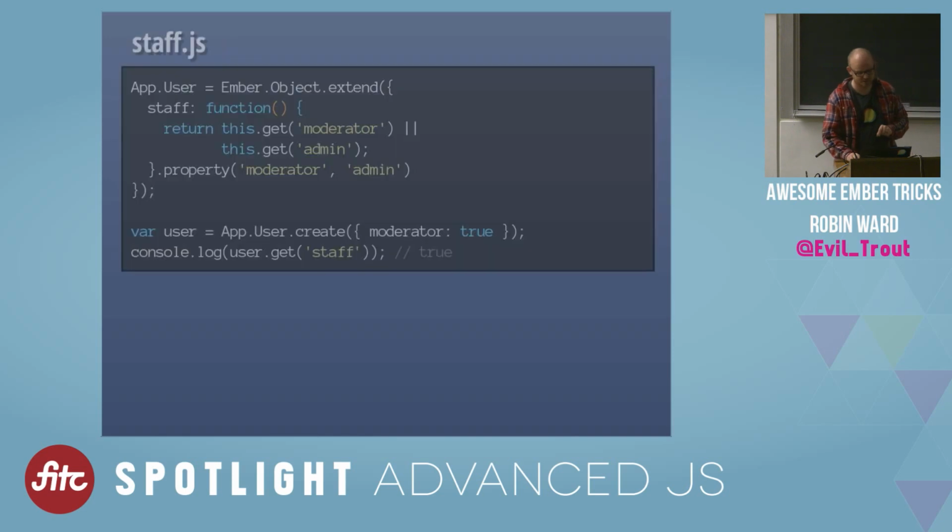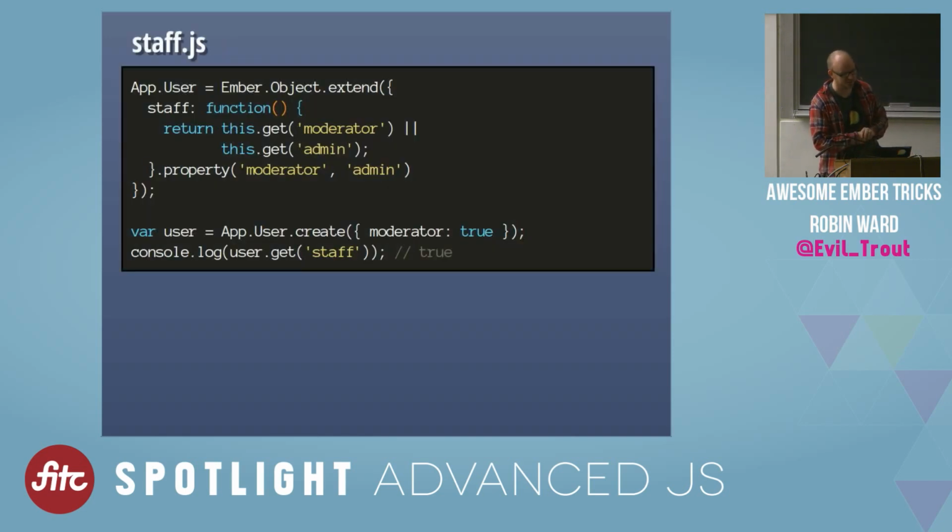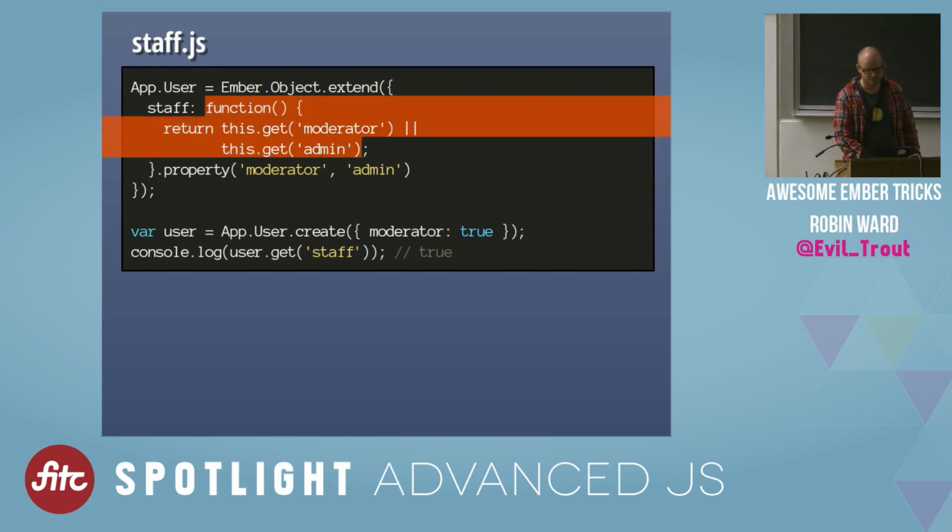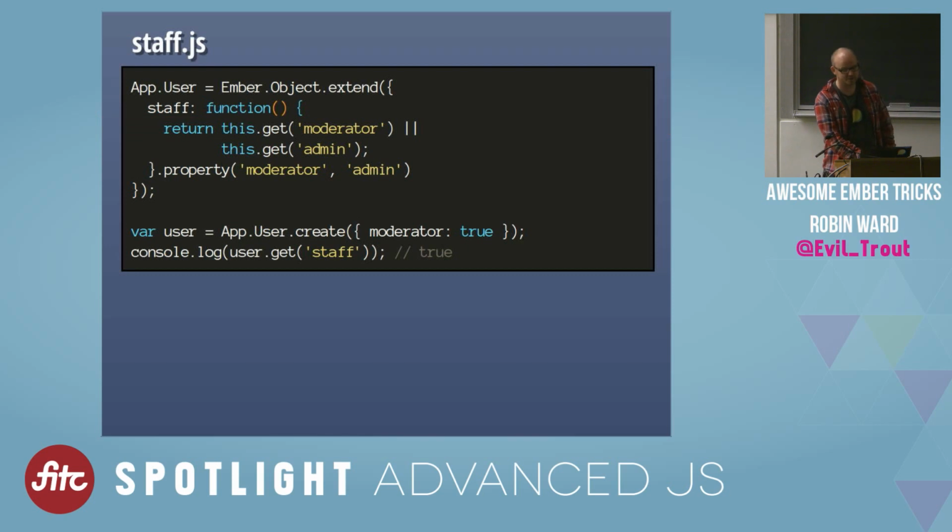But Ember also has this really cool thing called computed properties. So here, what I'm doing is I'm creating another user class, and I've created a computed property called staff. And the way you do that is you add a function, and you return what you want it to be. So in this case, staff means, are you a moderator or are you an admin? And it returns true in that case. So here you can see, I'll talk about how I call it first. I've created a user and I've said it's a moderator, and then I say, is it staff? And it says it's true.